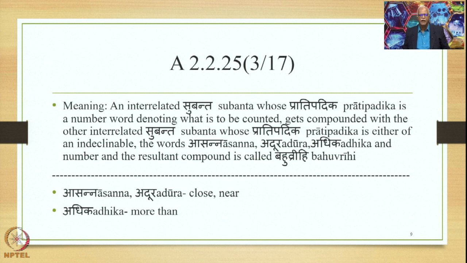I repeat, an interrelated subanta, samartham subantam, whose pratipadika is a number word denoting what is to be counted, sankhyaye ya sankhya, gets compounded, sa samasyate, with the other interrelated subanta, samarthaihi subantaisah, whose pratipadika is either of an indeclinable avyaya or the words asanna, adura and adhika, avyaya sanna adura adhika, and also a number sankhyaha, and the resultant compound samasaha is called bahuvrīhi.